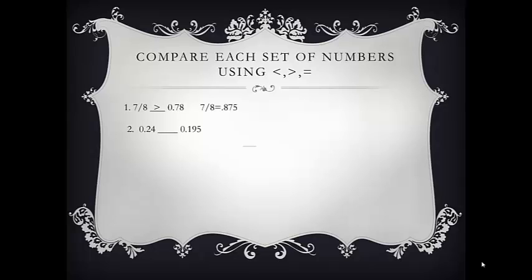Number 2, 24/100 compared to 195 thousandths. They're already both in decimal form, and 24 cents is greater than 20 cents, so therefore 24/100 is greater than 195 thousandths. Question 3, 1 2/3 compared to 7/2. I again converted both of these to decimals, so 1 2/3 becomes 1.66 repeating, and 7/2 is 3 1/2. So 1.66 is less than 3/2.